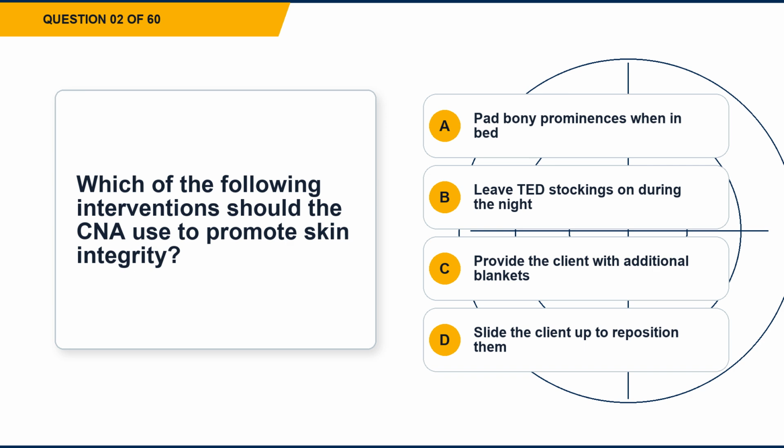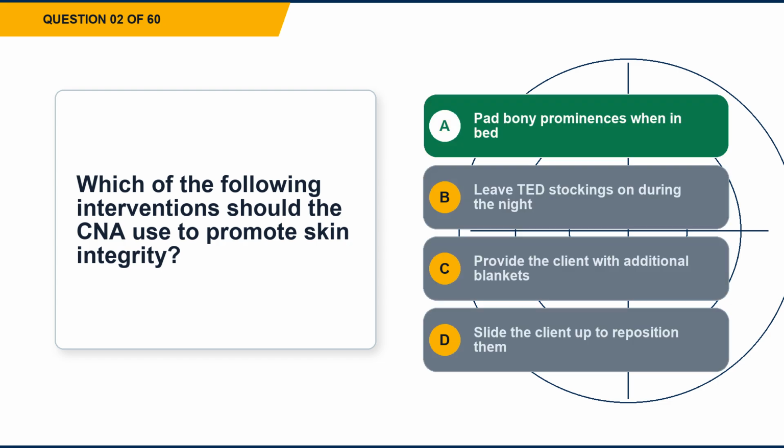Question 2. Which of the following interventions should the CNA use to promote skin integrity? Option A. Pad bony prominences when in bed. Option B. Leave TED stockings on during the night. Option C. Provide the client with additional blankets. Option D. Slide the client up to reposition them.